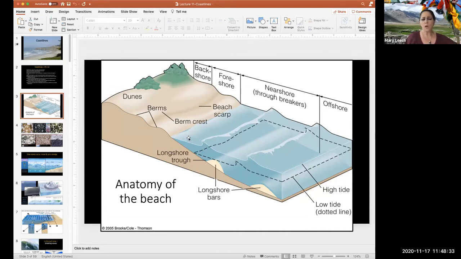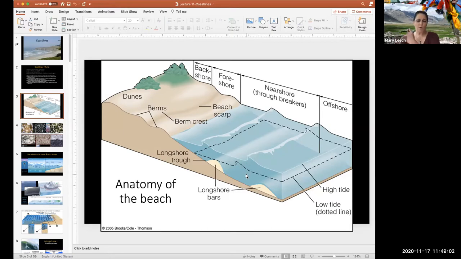So the water would get deeper. You would encounter one of these longshore bars of sand, and then on. Where the waves are shallow enough to break, you're also affecting the sea bottom. So you're getting ripples forming along the sand underneath the waves.